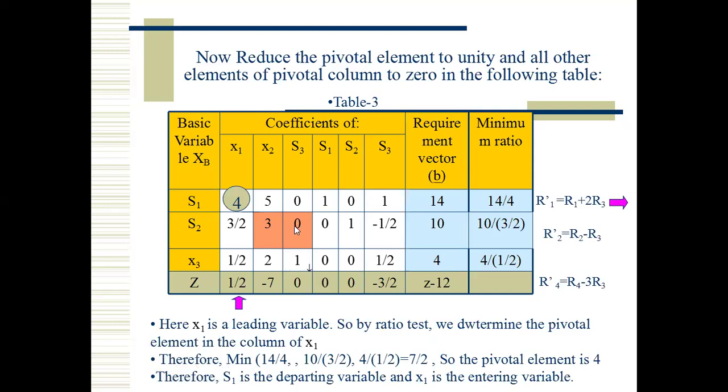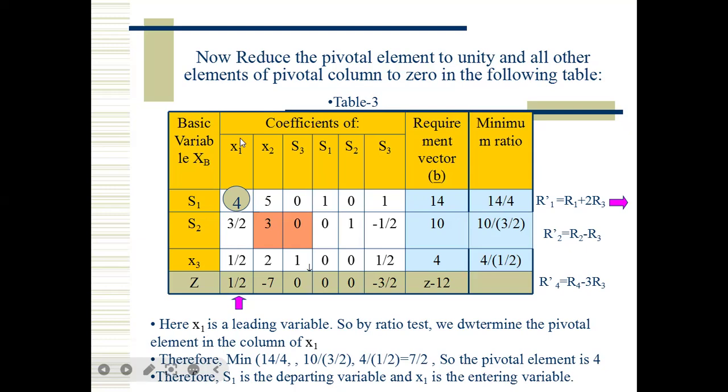Now reducing this to 0, and this becomes 0 because row 1 plus 2 into row 3 gives the reduced row 1, and similarly row 2 we get row 2 minus row 3. And the fourth row, this term will be 0, fourth row minus 3 into third row. In this way we get the pivotal element to unity and all other elements of the pivotal column 0. Now we observe that in the z values of the cost vector, C1 is the most positive. So we target the most positive one. So x1 is the leading variable.